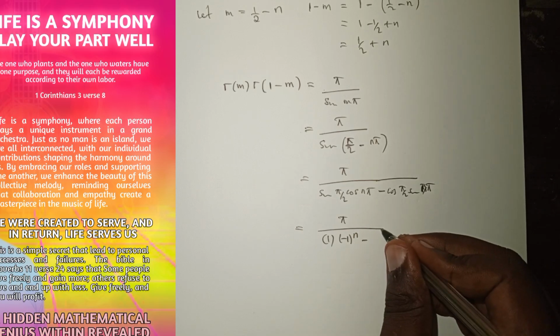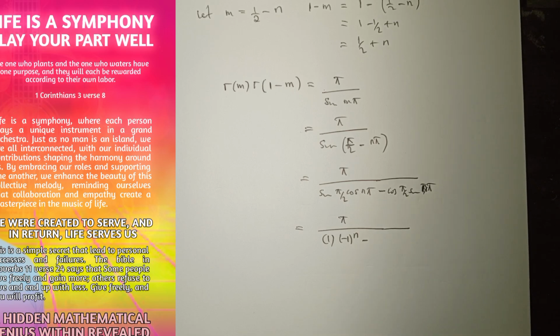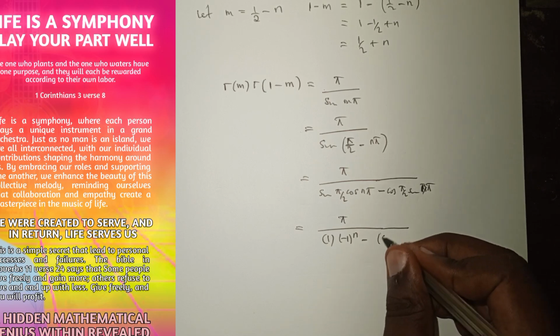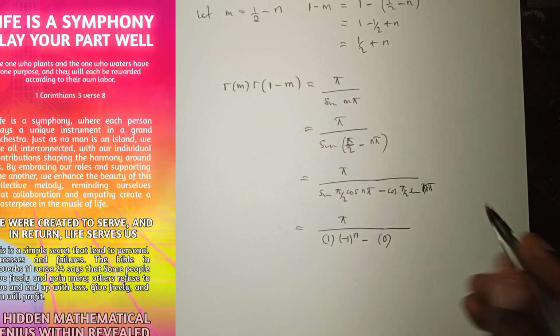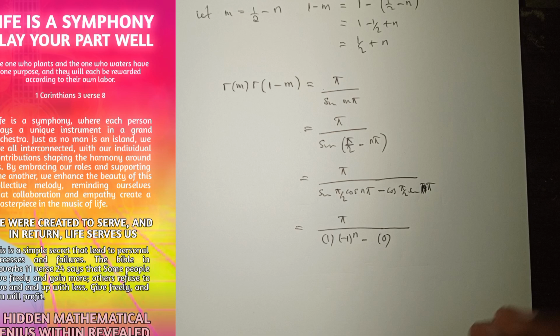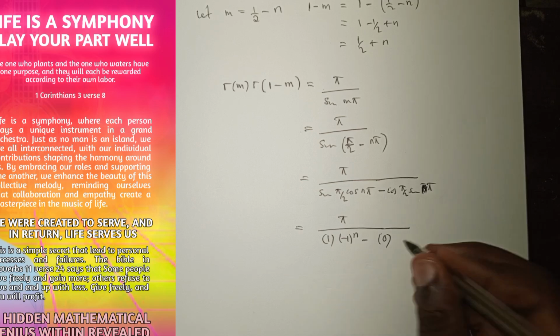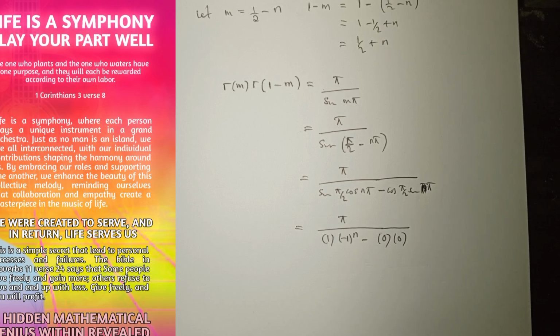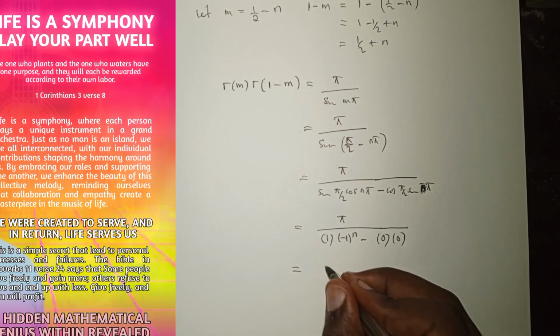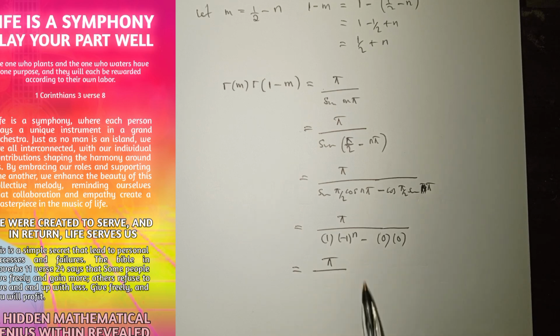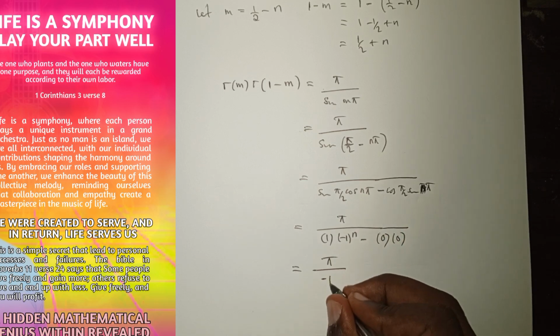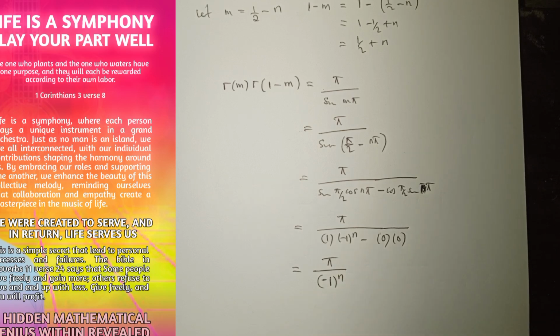Minus, then cos of pi over 2. Cos of 90 degrees is just 0. So this one is 0. Then sine of n pi. The sine of a multiple of pi is always 0. So this one is also 0. So we are going to have this equal to pi over 1, we can just get rid of it. So we're going to have pi over minus 1 to the power n.